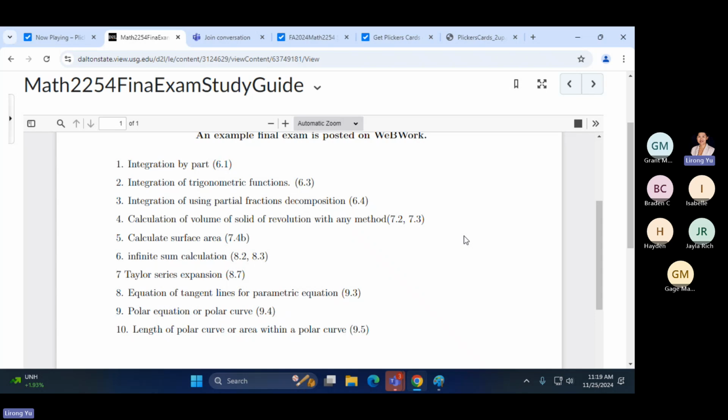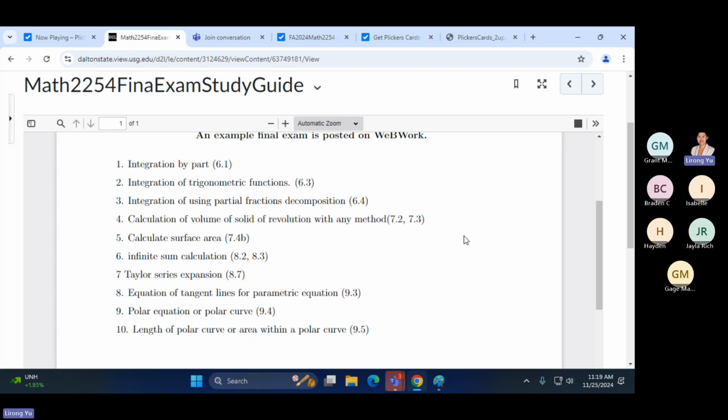And then the next two questions are from chapter 7. We're using integration to solve volume questions or area questions. These are the two that you may have to practice. And that was 7.4.